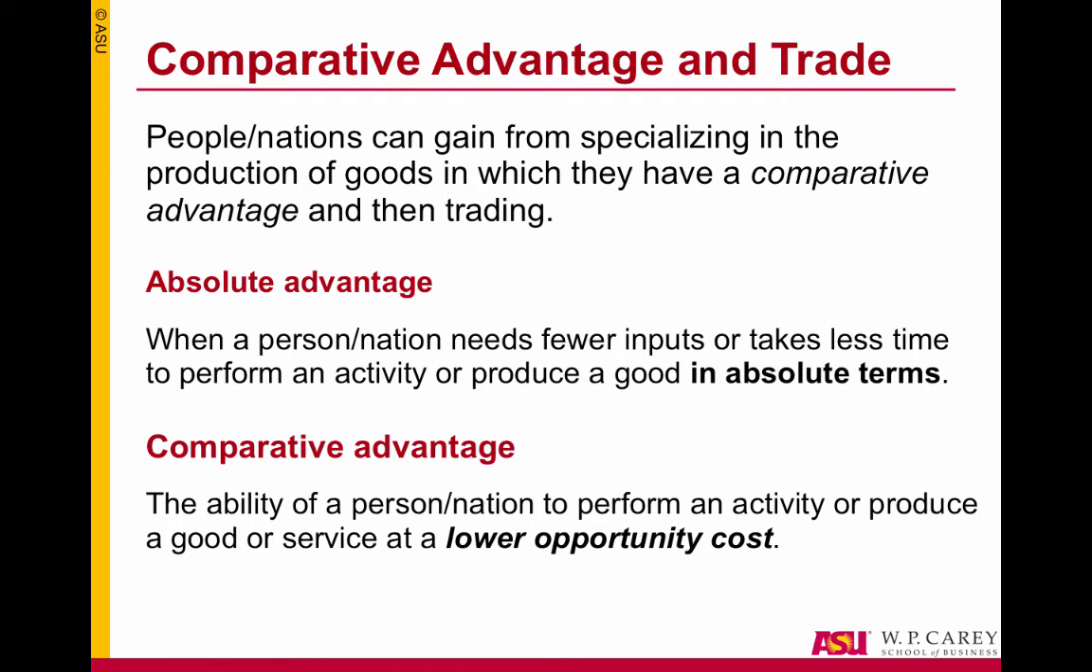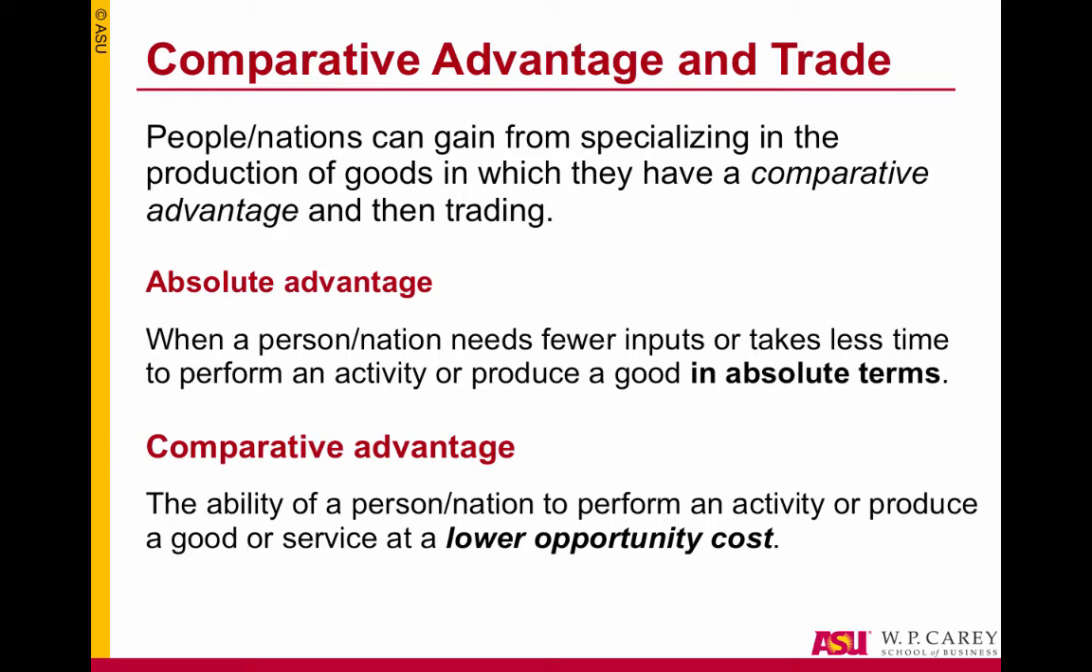To start, it's important to make a distinction between absolute and comparative advantage. We talk about absolute advantage when we observe an individual or a nation take absolutely less time to perform an activity or produce a greater quantity of a good. We talk about comparative advantage when we observe an individual or a nation perform an activity or produce a good at a lower opportunity cost, when they're relatively more efficient at that activity.